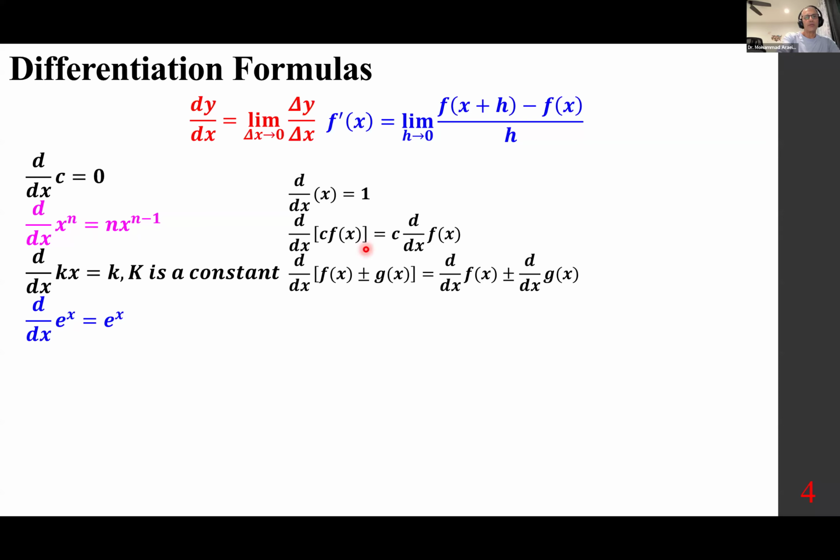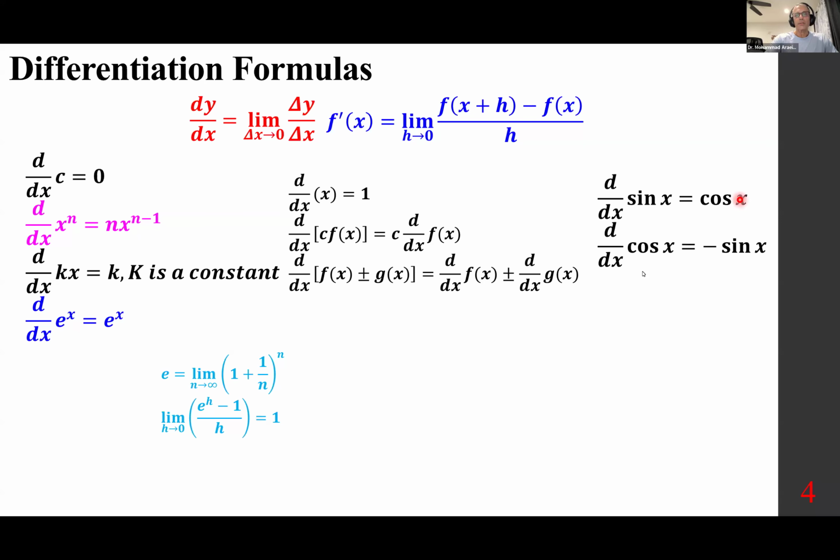The derivative of c times f of x: you can take the c out. The derivative of the sum is the sum of the derivatives, and the derivative of the difference is the difference of the derivatives. The definition of e is the limit of (1 plus 1 over n) to the power of n as n approaches infinity, or e is such a number that the limit of (e to the power of h minus 1) over h as h approaches 0 equals 1.